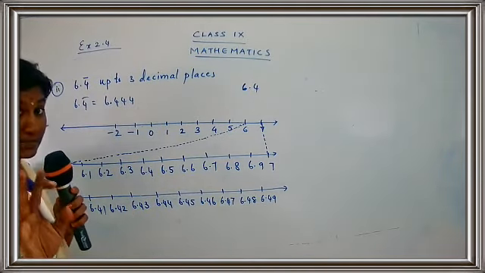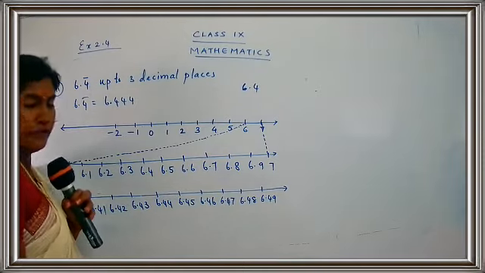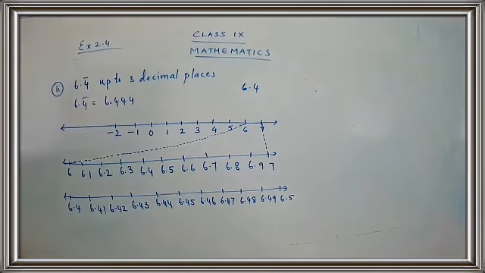Actually, we should not read it as 49, just for your understanding. Next number is 50. That is 6.5. So 6.5. So are you clear? Yes.